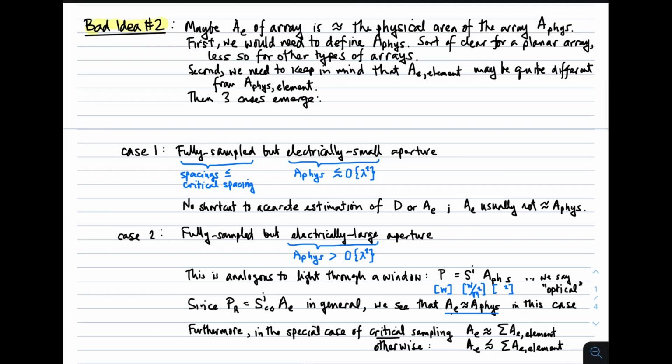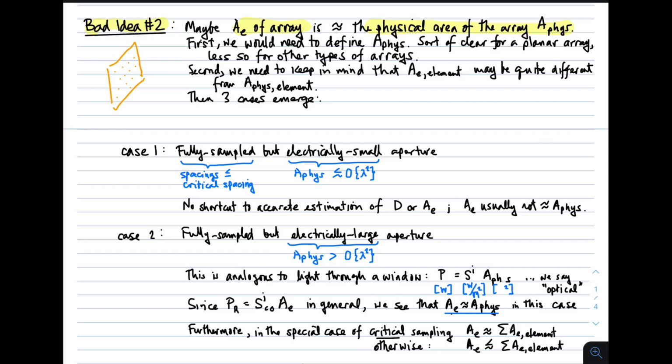Bad idea number two: maybe the effective aperture of the array is equal to the physical area of the array. And the thinking here is that, let's say you have a planar array and you stuff it full of elements. Maybe it turns out that the effective aperture of the array is the same as the physical aperture of the array. I applaud you if you think of this independently. It is a basis for doing some useful things, but in general, it's not going to work.